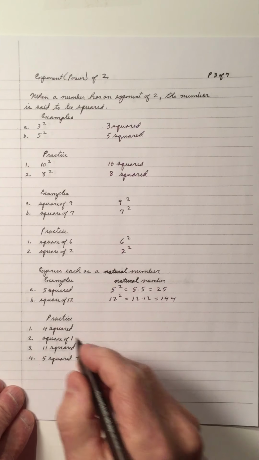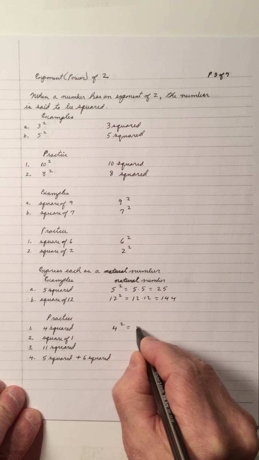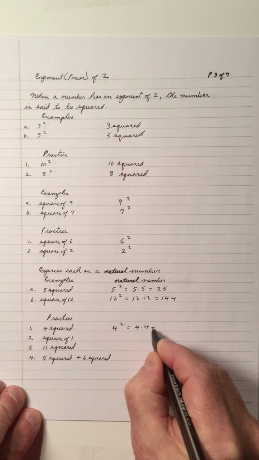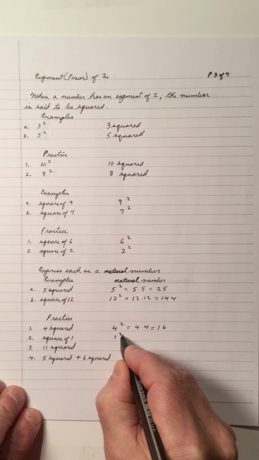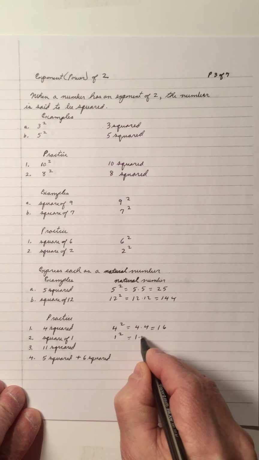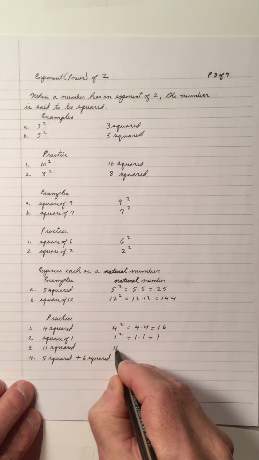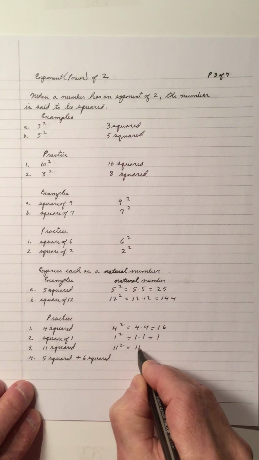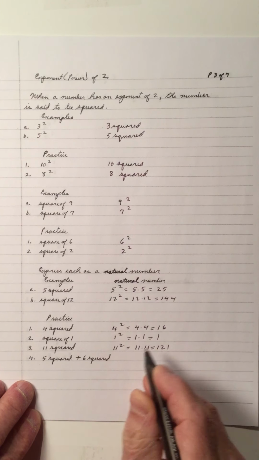Let's continue. Practice. 4 squared is 4 to the 2. 4 times 4, 16. The square of 1, 1 to the 2. 1 squared is 1 times 1, which is 1. 11 squared is 11 to the 2, which is 11 times 11, which is 121.